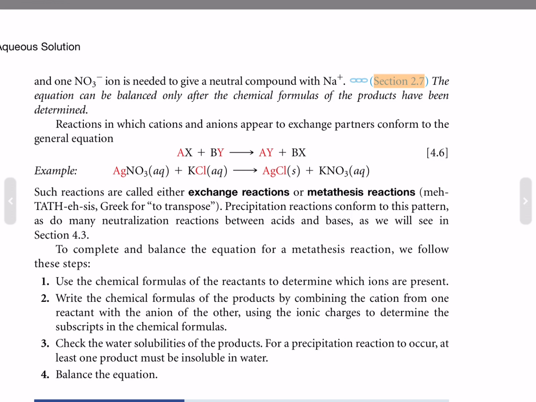Precipitation reactions conform to this pattern, as do many neutralization reactions between acids and bases, as we'll see in section 4.3. To complete and balance the equation for a metathesis reaction, we follow these steps. Use the chemical formulas of the reactants to determine which ions are present. Write the chemical formulas of the products by combining the cation from one reactant with the anion of the other, using the ionic charges to determine subscripts in the chemical formulas. Check the water solubilities of the products. For a precipitation reaction to occur, at least one product must be insoluble in water. Then balance the equation.